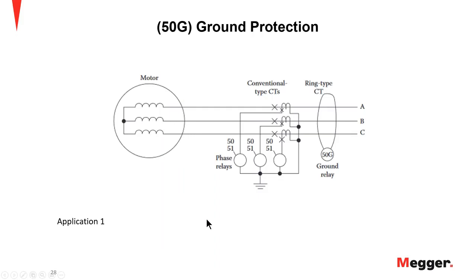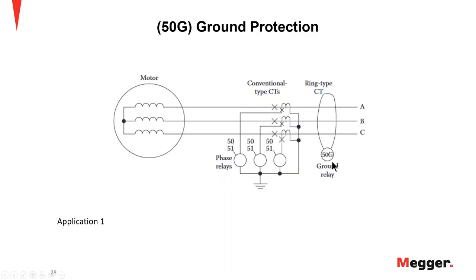Okay. So the 50G, ground protection, and there's a couple different ways to do this. This is the preferred method, and the CT provides a magnetic summation of the three currents. So the secondary output of the relay will be 0 if everything is balanced. This also provides better reliability during across the line starting by eliminating the false startup currents resulting from the unequal saturation of the CTs during startup.